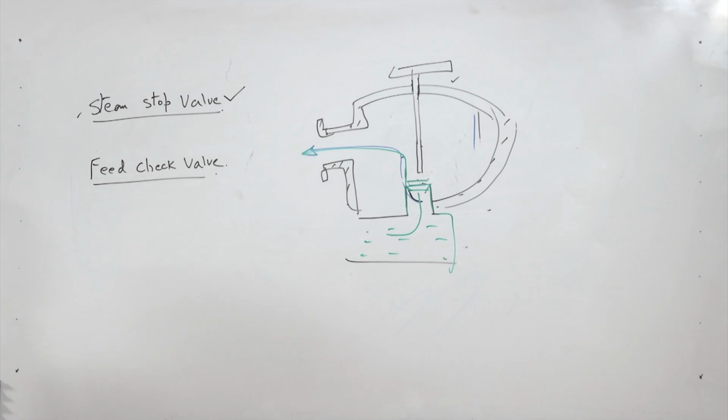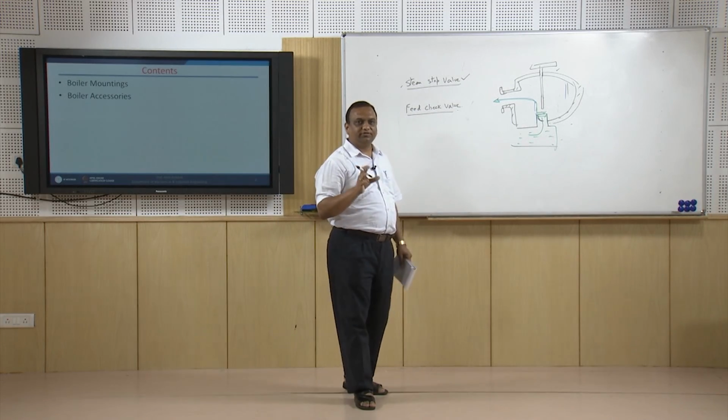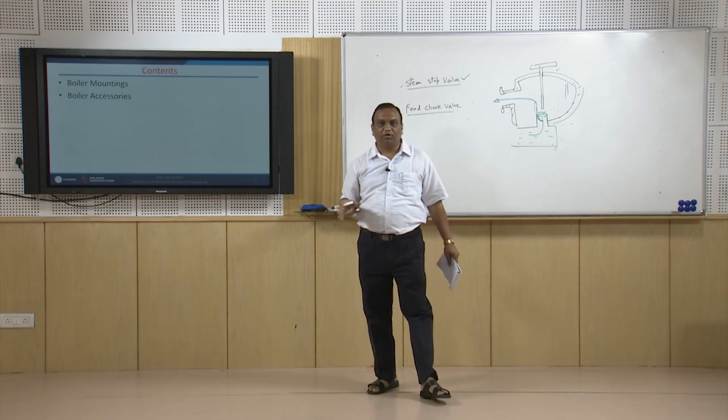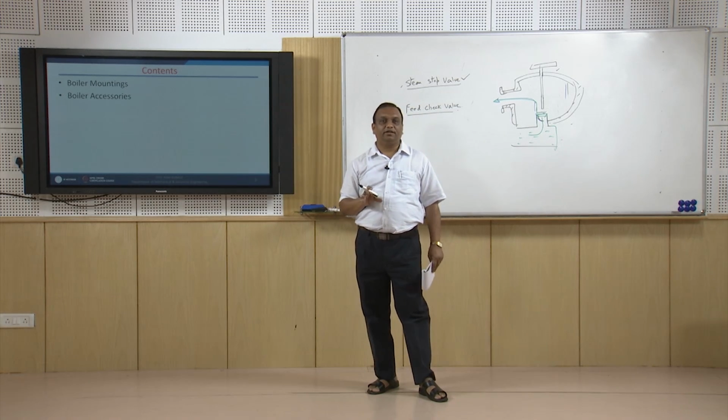In addition to this, a boiler has a manhole. It is simply a hole in the boiler shell or in the body of the boiler, just for inspection and maintenance purposes.